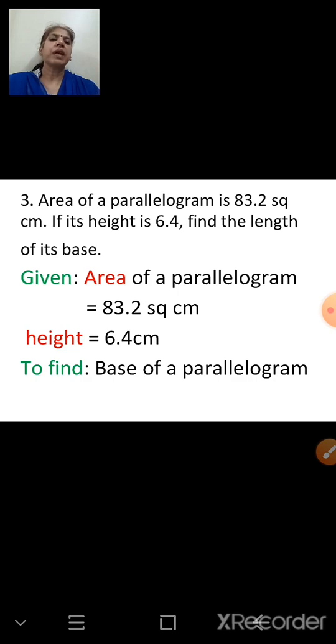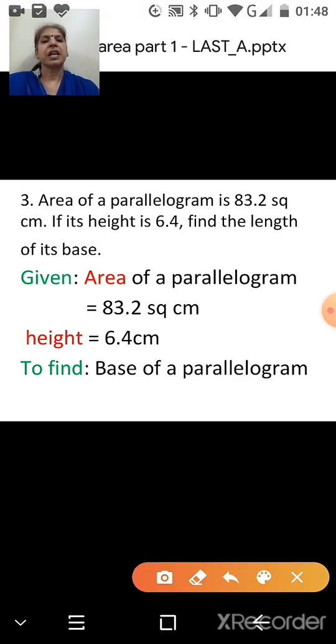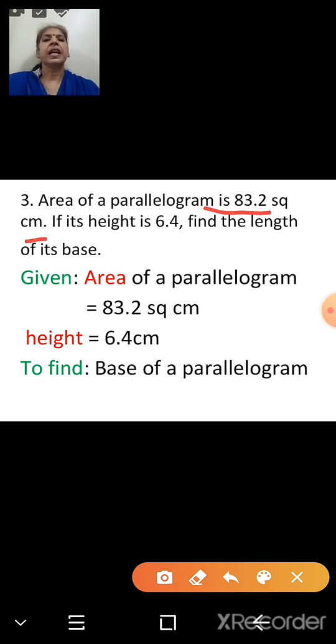Area of a parallelogram is 83.2 square centimeters. If its height is 6.4 centimeters, find the length of the base.